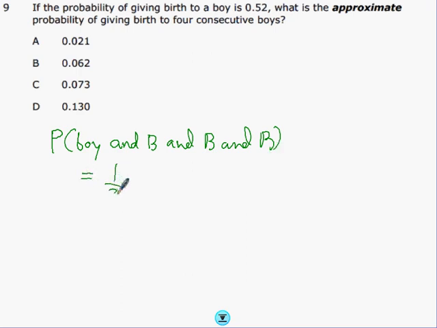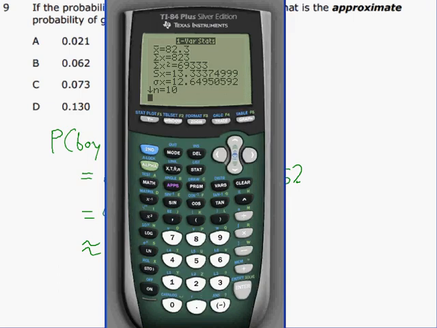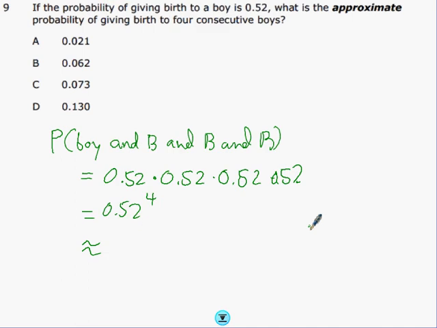Well, the probability of a boy, it's not 1/2 like I was about to write. It's 52% apparently, times 52%, times 52%, times 52%. An easier way to punch this in the calculator would be 0.52 to the power of 4. And I can't remember exactly what it is, so we'll use the calculator real quick. 0.52 to the power of 4 is 7.3.